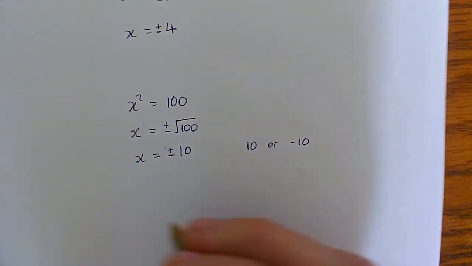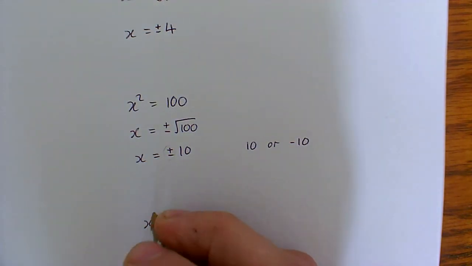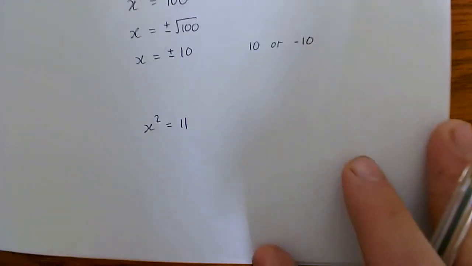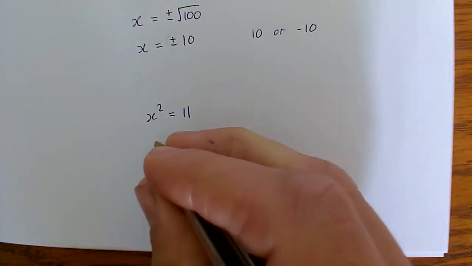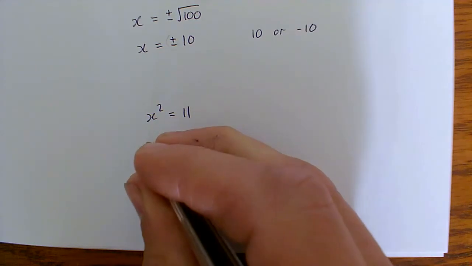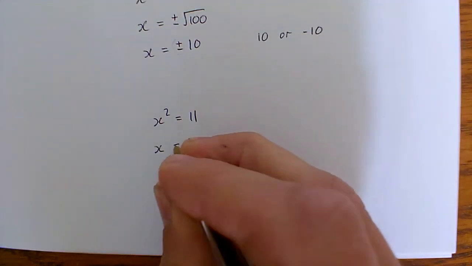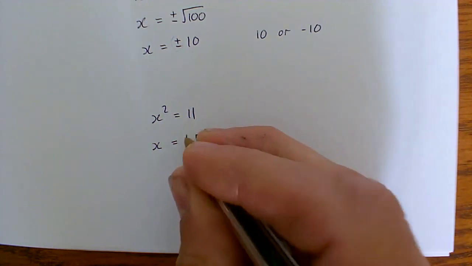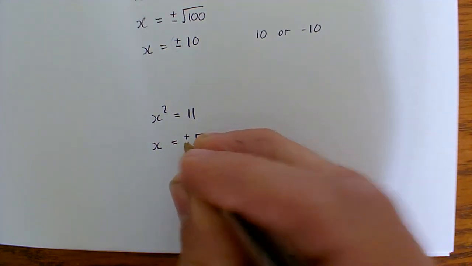Now, there's 2 things left to tackle. The first one is if we have something like x squared equals 11. Well, we can square root both sides. Square rooting this side gives us x. Square rooting this side gives us root 11. We could have the positive square root or the negative square root.